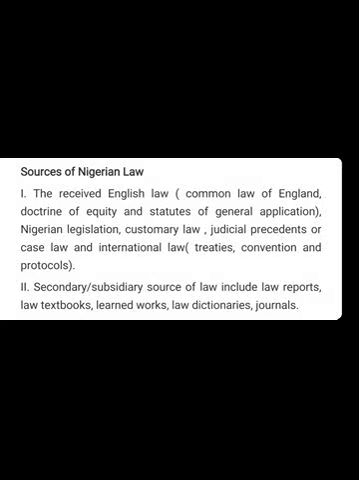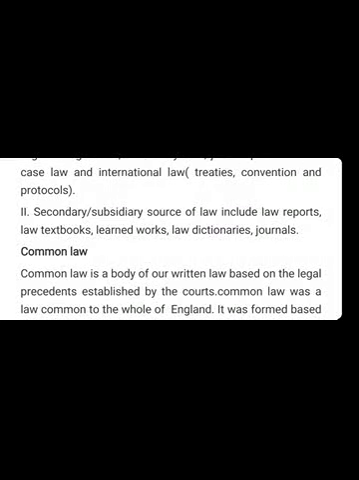Now we also have law from Nigerian legislation, customary law, judicial precedents or case law, and international law. International laws are treaties, conventions, and protocols. Now we take us to the second source of Nigerian law, which is the secondary or subsidiary source of law, which includes law reports, law textbooks, learned works, law dictionaries, and journals.